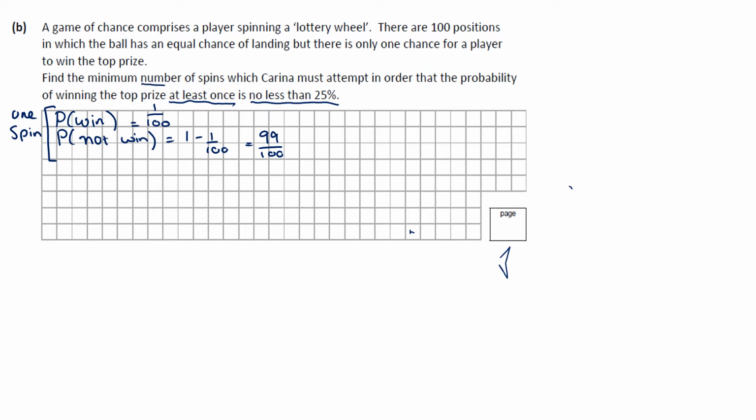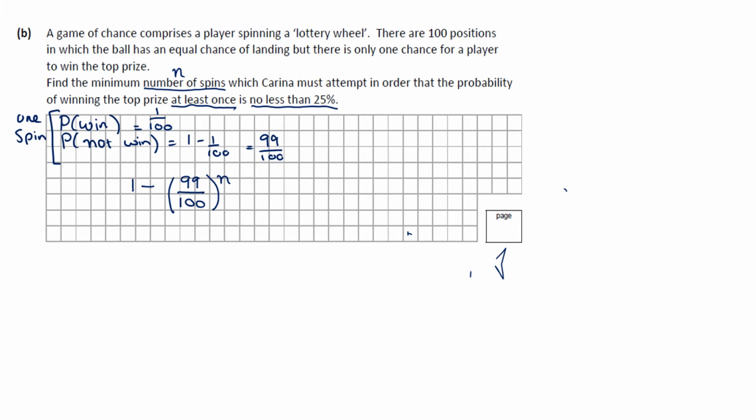So we need to figure out, well, how many times does she need to spin it? So let's call this number of spins n. So she wants to spin this so many times. So if she never wins the prize in all of her spins, the probability of her not winning on one spin is 99 over 100. But in all n spins, this is going to be to the power of n. So now that I've worked out the probability that she'll not win at all, 1 minus that will give us the probability that she will win at least once. And it's important that you understand how to work with that at least.